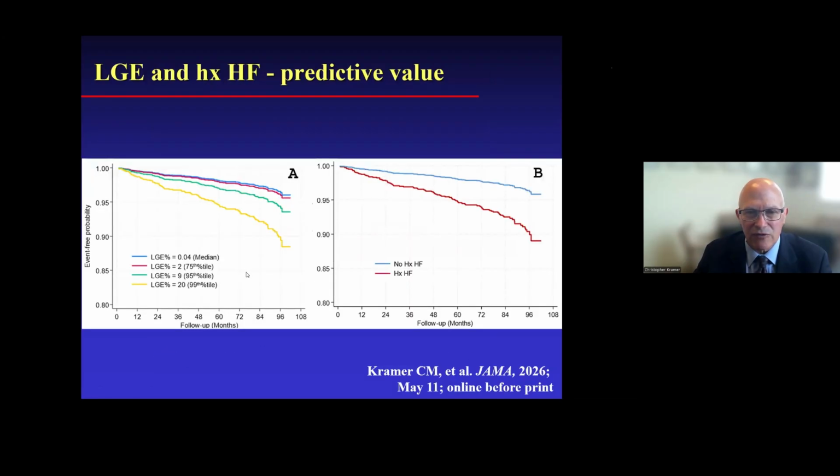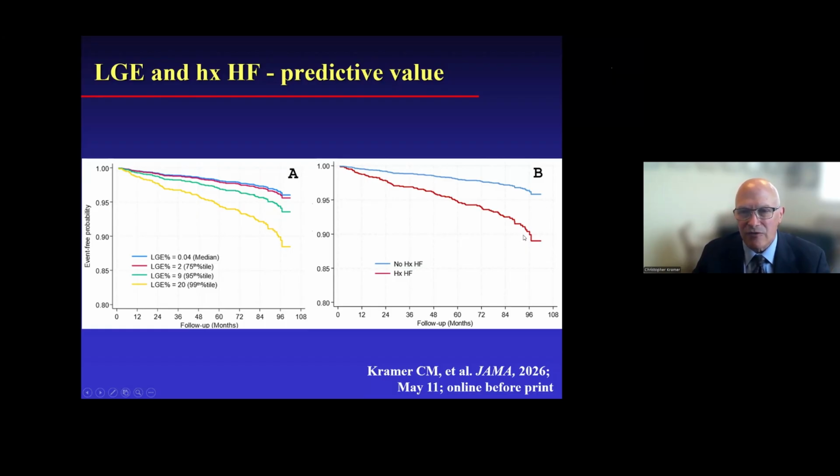These are two graphs from our paper that's online at JAMA. On the left is the LGE graph. You can see green is 9%, which is the 95th percentile. Yellow is 20%, and that's the 99th percentile. So you can see that the event rate really jumps up when you go from 9 to 20% of LV mass. But 9% has a significant increase over the 75th percentile, which was 2%.